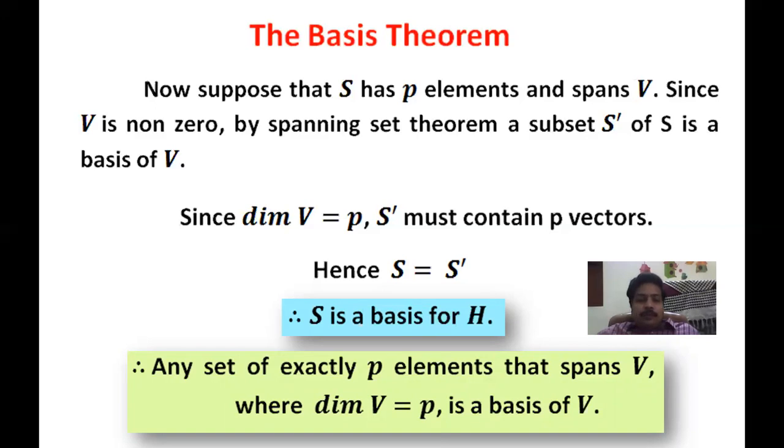So at least one of the properties, linear independence or spanning, is sufficient when the number of vectors in a set is equal to the dimension of the vector space. So this is the basis theorem.